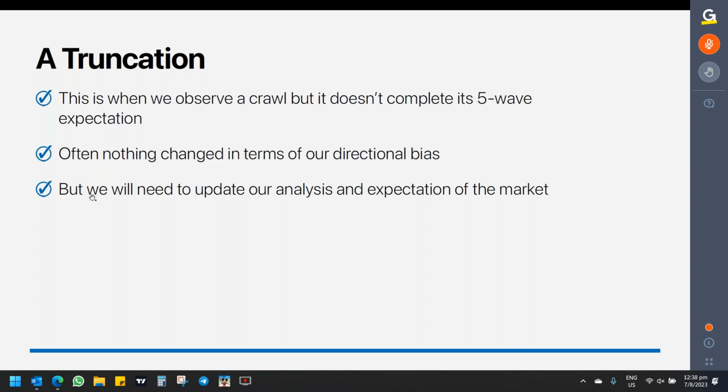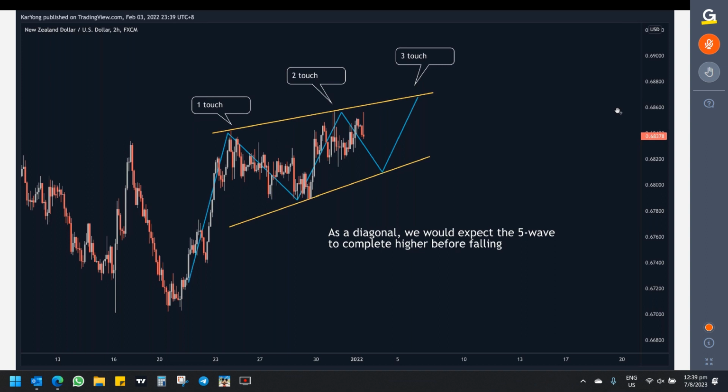Because we initially expect a 5-wave move. We expect a 3 touch, but it did not happen. The market has moved. It's giving you more information right now. You just need to update your analysis, right? So I'll give you an example, okay, of the process.